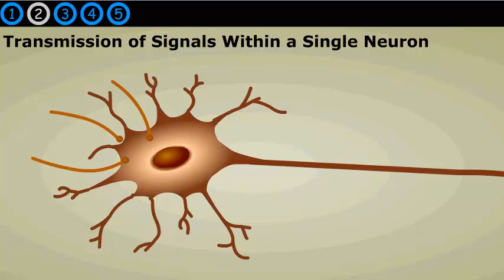Incoming signals are received by the dendrites and the cell body. The signals may make the interior of the cell membrane more negative or more positive relative to the outside. These signals are added up, and it is the sum of these that determines whether an action potential will be sent by the target cell.